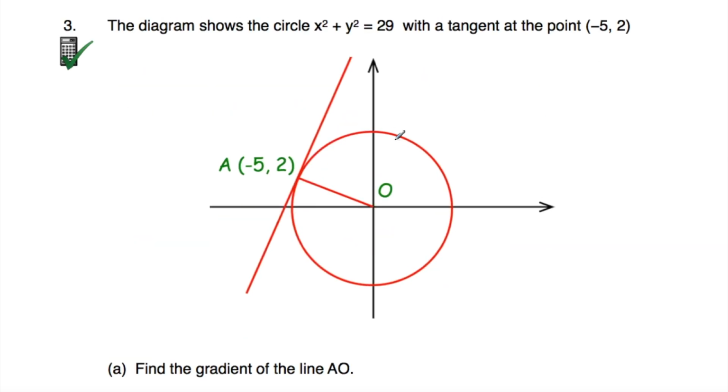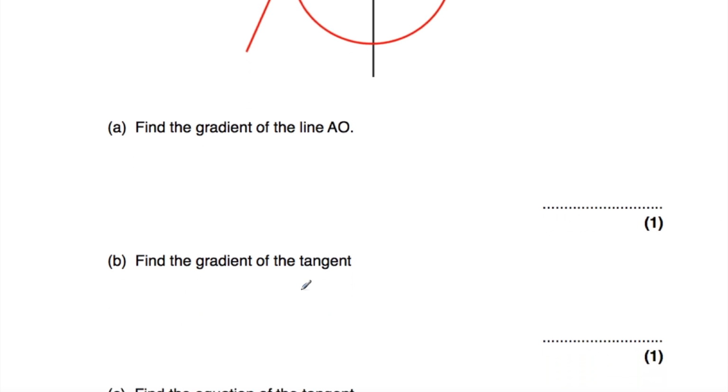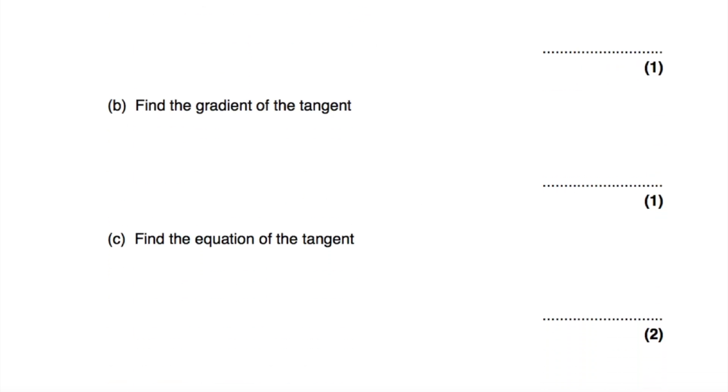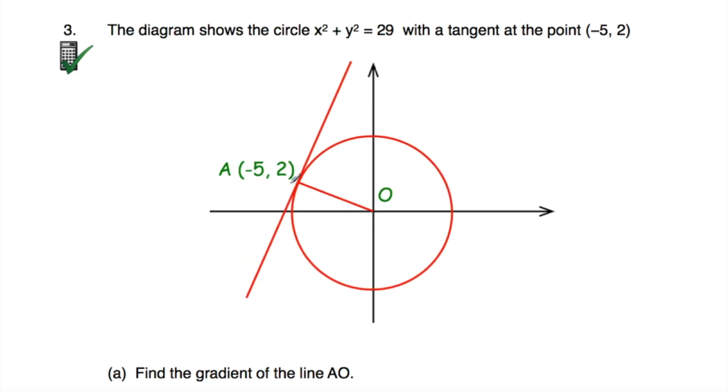Okay, so question number 3, it's a similar question where we've got a circle, we've got a tangent. Part A asks us to find the gradient of the line AO, which is the gradient of the radius. Part B asks us for the gradient of the tangent, and part C asks us for the equation of the tangent. So we want to find the gradient of the radius, then the gradient of the tangent, then the equation of the tangent. So let's do that.